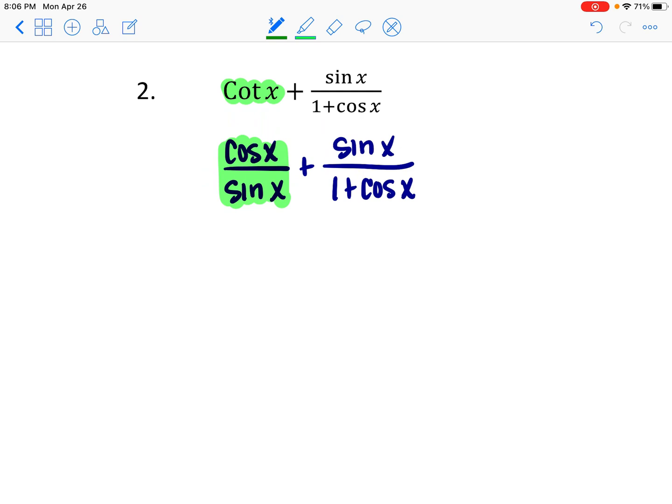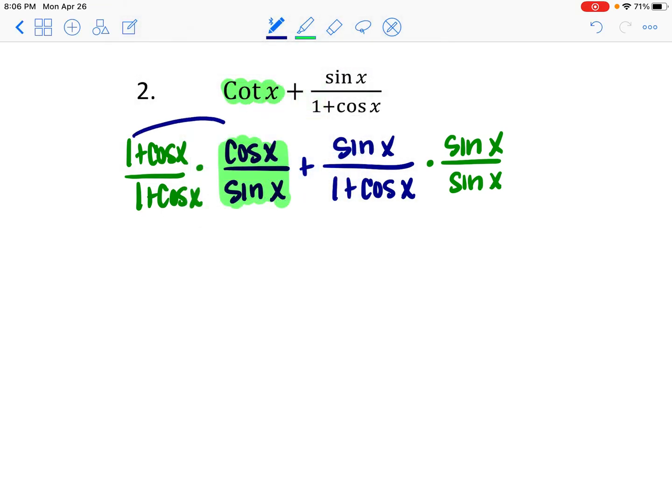So a common denominator. If I multiply this fraction by sine of x, and multiply this fraction by 1 plus cosine of x, then my denominators are going to be the same. They'll both have a sine and a 1 plus cosine. So what that's going to give me in my numerator is 1 cosine x, and then a cosine squared x, and then over here a sine squared x.